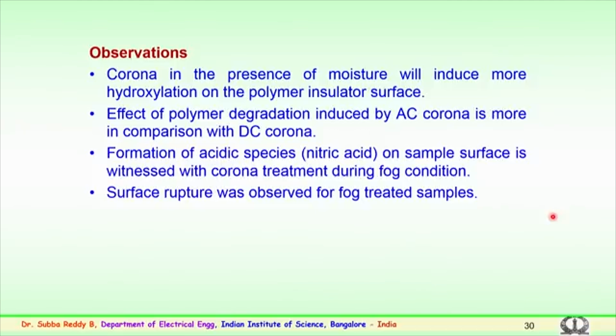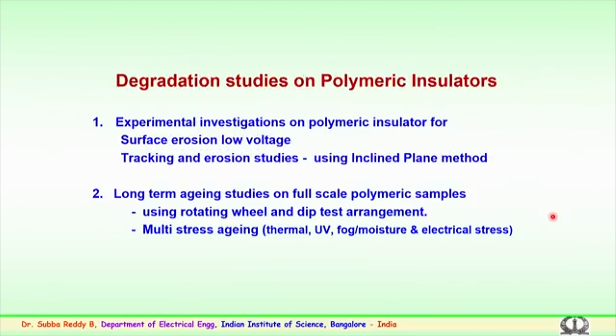In the experimentation with moisture, it is found that formation of acidic species, particularly nitric acid, on the sample surface was noticed with the treatment when a mist or fog condition was carried out. In some of the cases, surface rupture or surface damage was observed for the fog treated, that is the mist or moisture treated, samples wherein the surface was degraded. So, this similar phenomenon could happen in the field wherein the surface gets degraded.